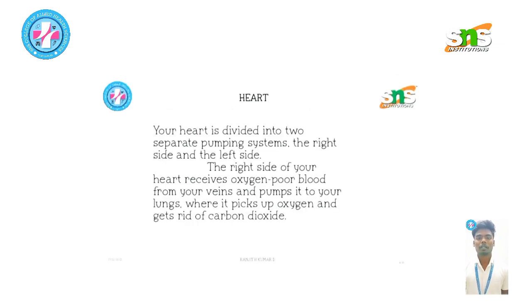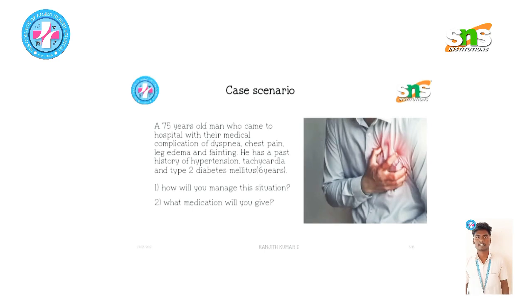Heart is divided into 2 separate pumping systems, right side and left side. Right side receives oxygen poor blood, and left side receives oxygen rich blood. Cell of heart explained in this slide.